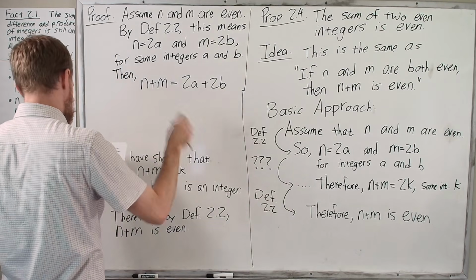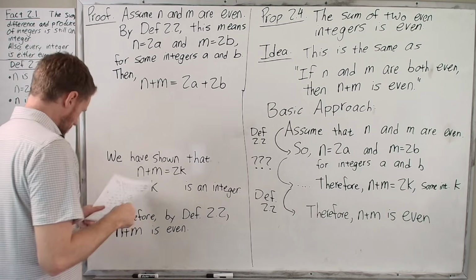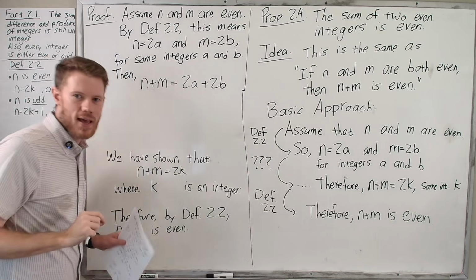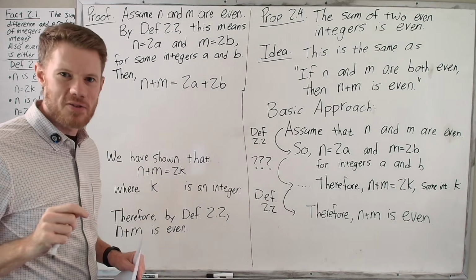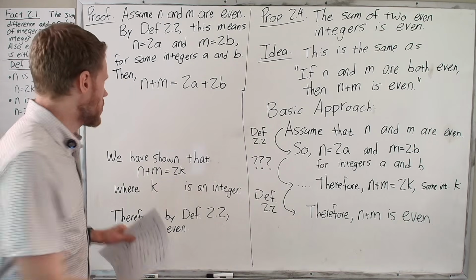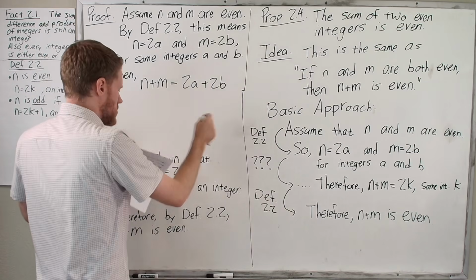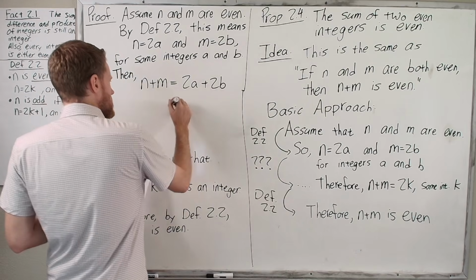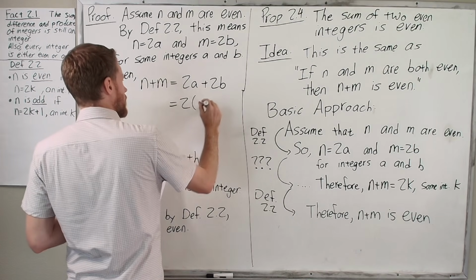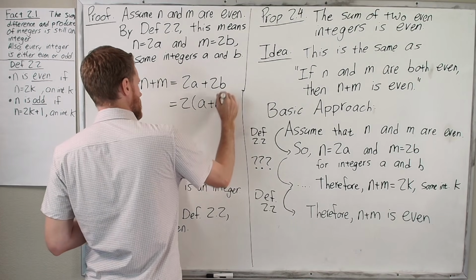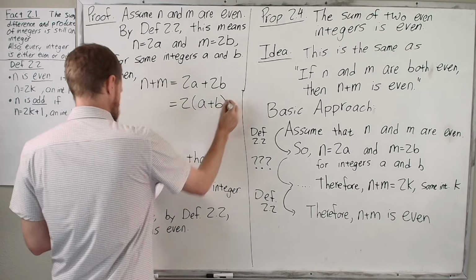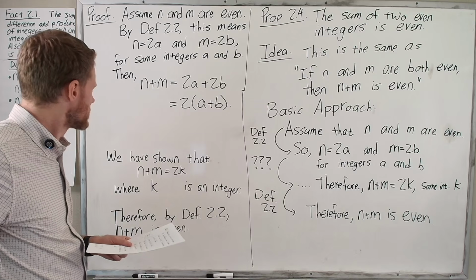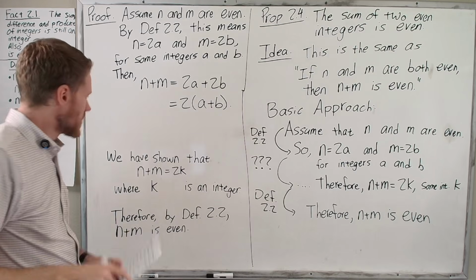But here you go. So here's an equation. n plus m equals 2a plus 2b. And we're trying to get down to 2 times a single integer k. So do you see how to do that? We don't want a sum, we just want a single 2 times a single integer k. Yeah, so one idea is you could factor out the 2. You see that? And this is great.